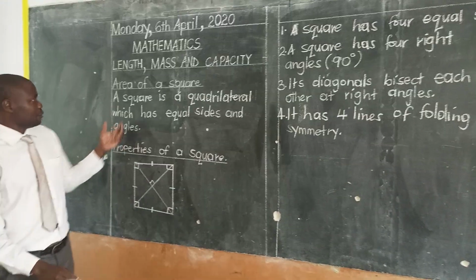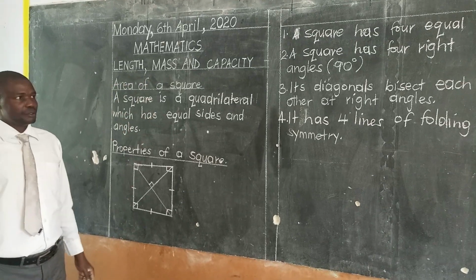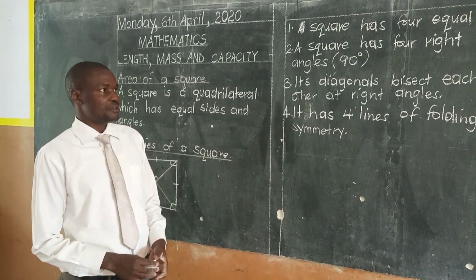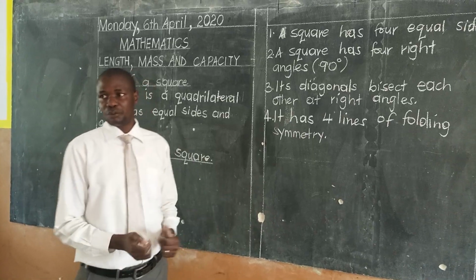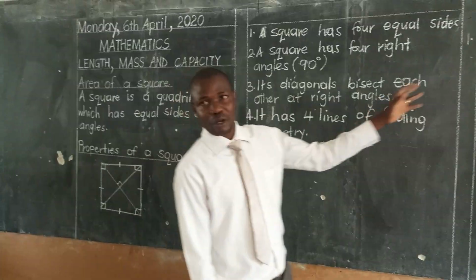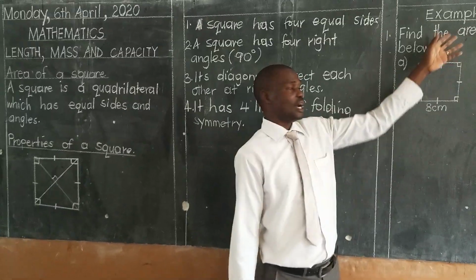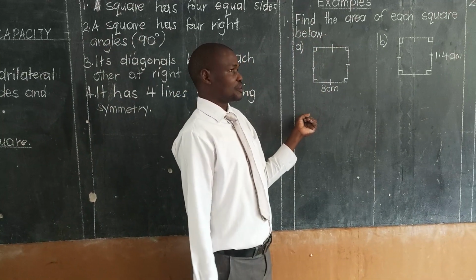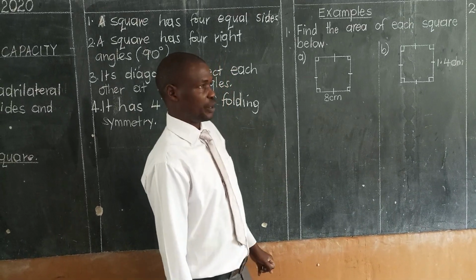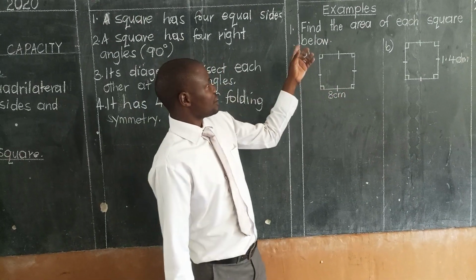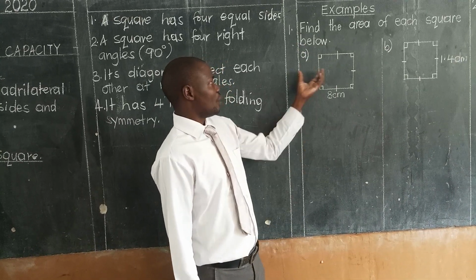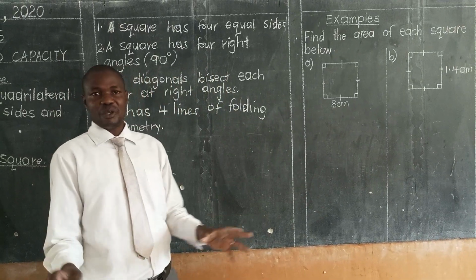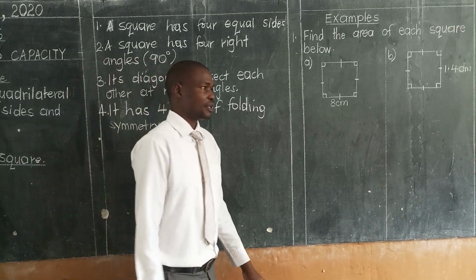Now, at the beginning, we were looking at how to get the area of a square. So for us to get the area of a square, we need to know the formula of finding the area of a square, which I believe some of us know. Now here, we are going to look at that with examples that we have here. These are our examples we're going to look at to find the area of a square. Now, the question is find the area of each square below. We have the first square here. We've been given the measurement of this side. Now we are supposed to start with the formula to find the area of a square.